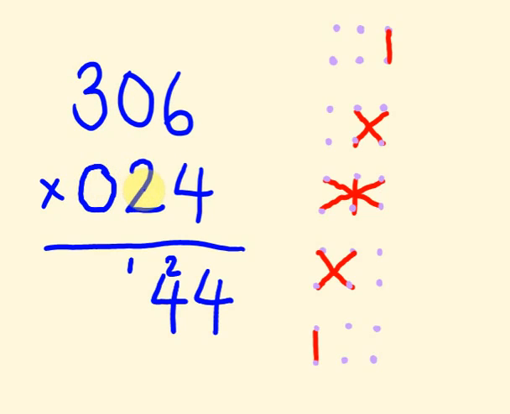4 times 3 is 12. 6 times nothing is nothing. 2 times nothing is nothing. So 12 plus this 1 here is 13. Carry the 1. 3 2s are 6. Nothing times nothing. So 6 plus this 1 here is 7. And then 3 times nothing is nothing. I won't bother to put that in. There's our answer, 7,344. So that's how you do this little trick.